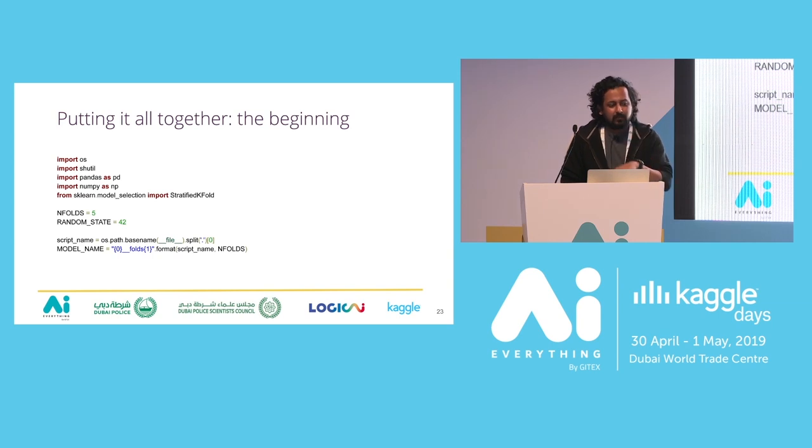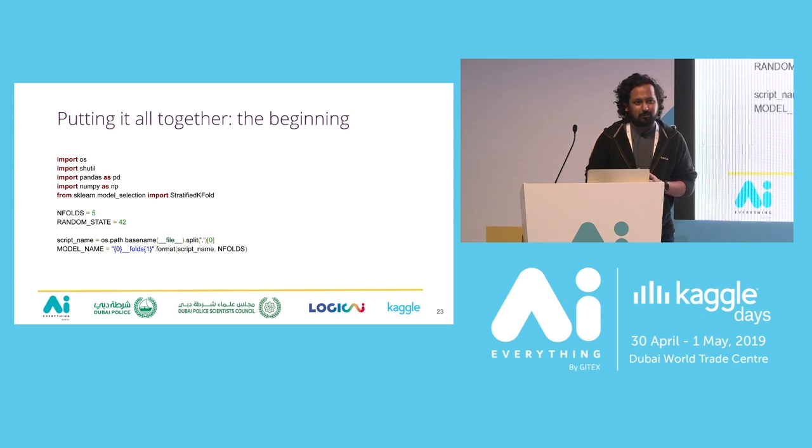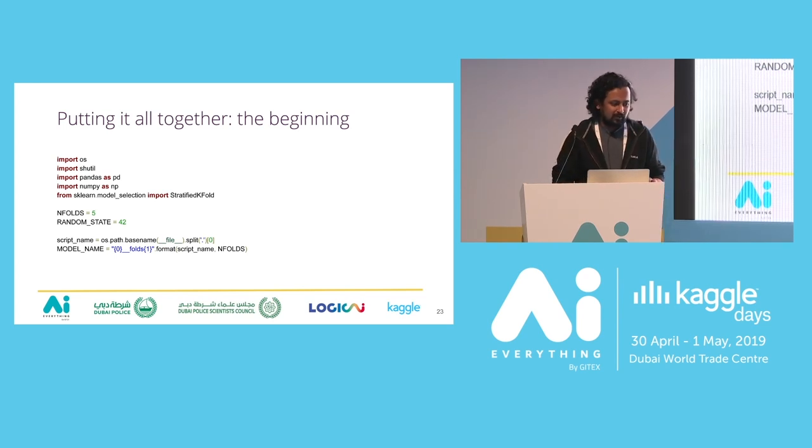So to put it all together, when we start with machine learning problems, we are always in such a rush. We make a Jupyter notebook, and then we move cell up, cell down. We forget everything. So I like to do it in scripts. Jupyter notebook is only for exploration. And when you want a reproducible pipeline, it's better to use scripts. So what I do is I set the random state and number of folds first, and then I have a model name, which is usually the script name for me, with the number of folds.